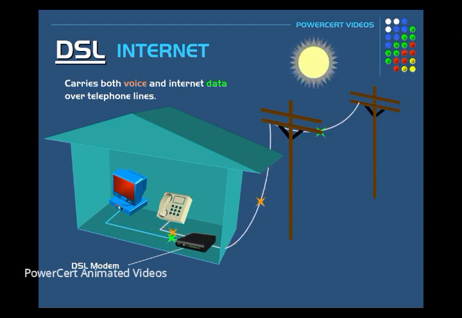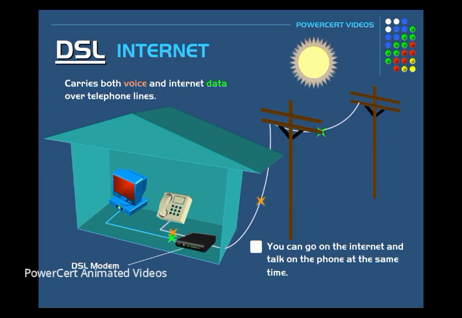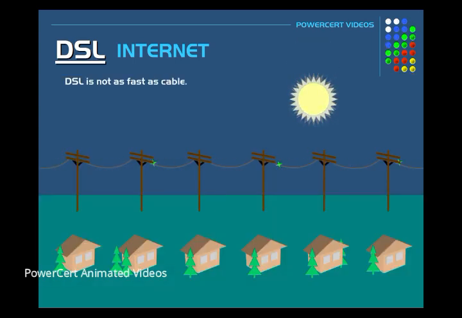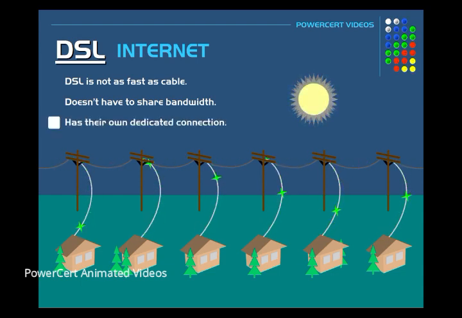DSL is a high-speed connection that is much faster than the ancient dial-up connections. And with DSL, you can go on the internet and talk on a phone at the same time, unlike a dial-up connection where you can only do one at a time. Now, DSL is not as fast as cable, but it is cheaper. And also with DSL, you don't have to share bandwidth with your neighborhood like cable does. Everyone using DSL has their own dedicated connection. It's not a shared line.